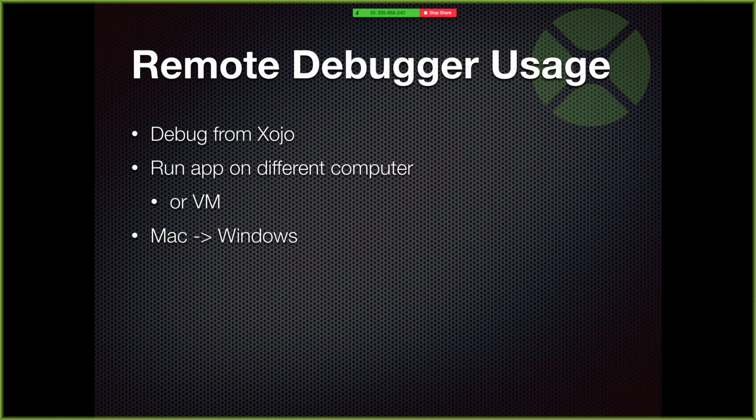And the Remote Debugger allows you to go really in any direction you want. You can have Xojo on a Mac and be debugging on Windows. You can have Xojo on Windows and debug the version of the app running on a Mac. You can go from a Mac to Linux. Any of those directions you can work with. I find that starting with the Mac is often easiest, particularly if you're using virtual machines, because a Mac can easily run all three of the operating systems all at once.